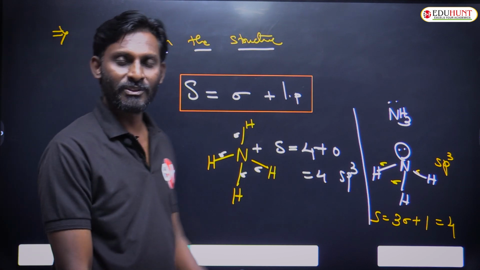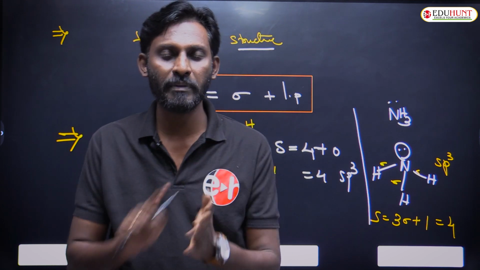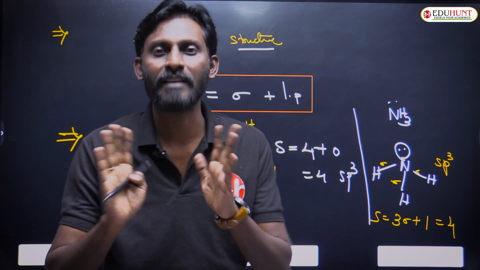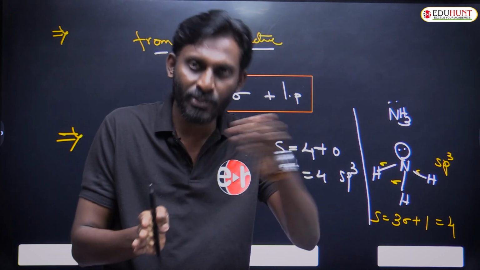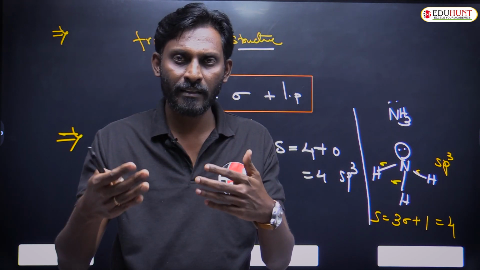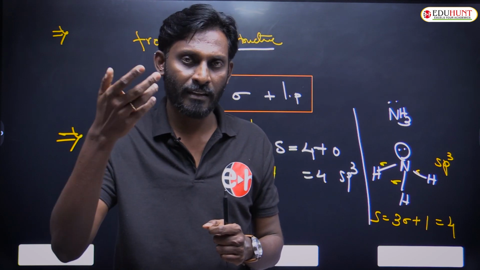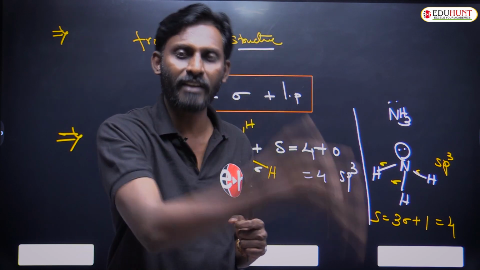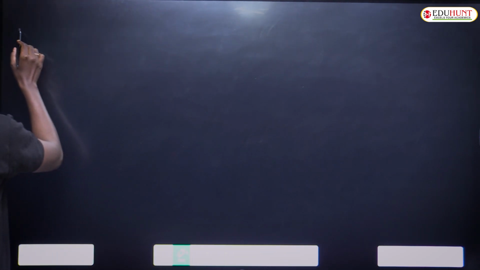Okay. So when a structure is given to you, simply count how many sigma bonds are there and how many lone pairs are there. So the total number of sigma bonds plus lone pairs gives you the S value. Or if you don't know the structure, then simply go by the formula. I have given 3 formulas for determining the S value for a neutral molecule, cation or anion.